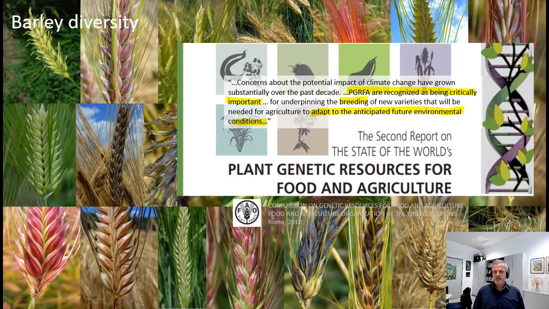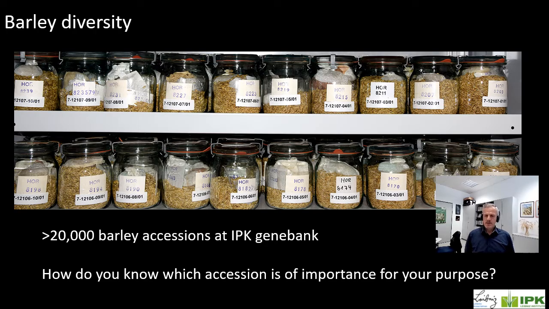The FAO, in their second report on plant genetic resources for food and agriculture in 2010, expressed concerns about the potential impact of climate change, and these concerns are constantly growing. Plant genetic resources for food and agriculture are recognized as being critically important for breeding current crops to adapt them to the anticipated future environmental conditions. So we need a good, educated way to select material for breeding purposes.